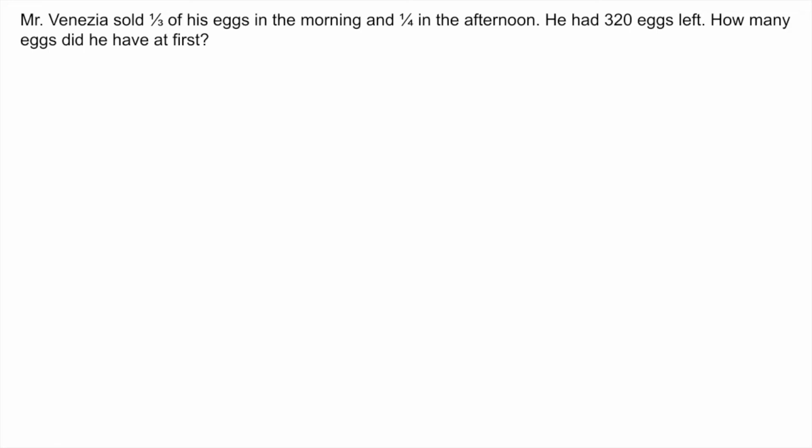Problem 14. Mr. Venezia sold 1/3 of his eggs in the morning and 1/4 in the afternoon. He had 320 eggs left. How many eggs did he have at first? He had blank eggs at first. The first piece of information given in this word problem is Mr. Venezia sold 1/3 of his eggs in the morning and 1/4 in the afternoon. So he sells 1/3 and 1/4 of the eggs that day.